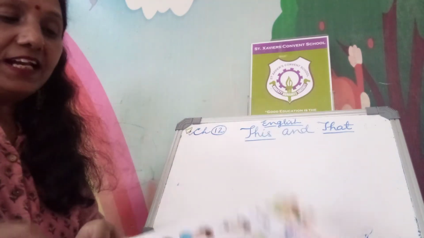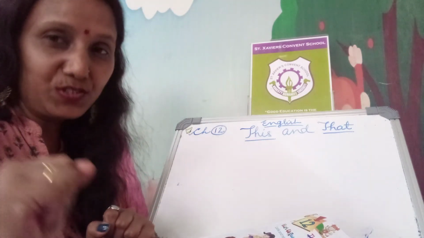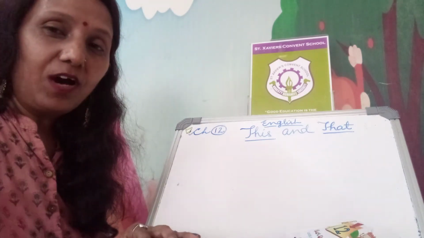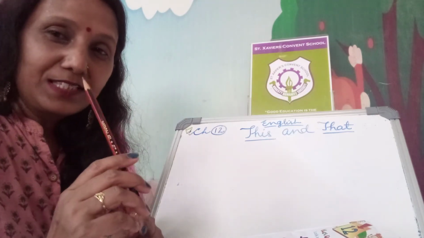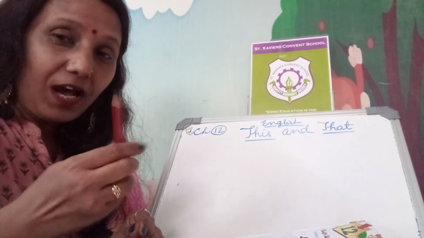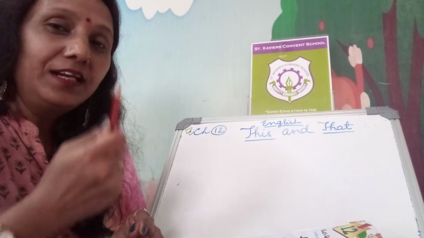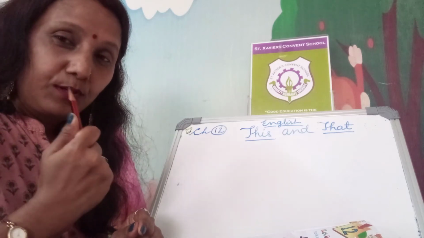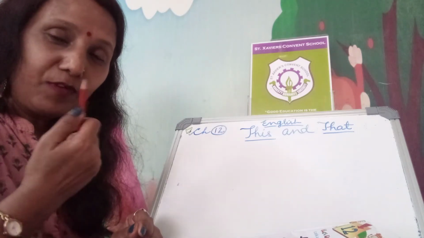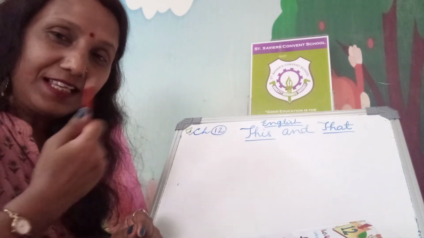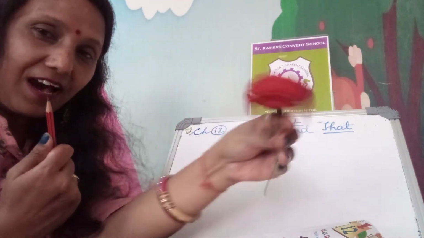So the use of this and that is given here. Now I will tell you how you can differentiate. Now this is what? It's a pencil. Why is this a pencil? Because ma'am is holding it near to herself. I am holding this pencil near to me. So that one is that. This is a pencil.